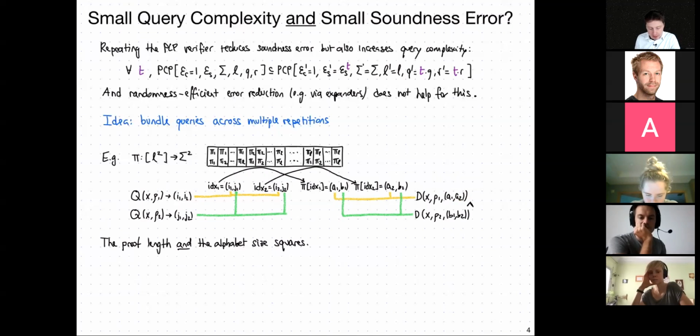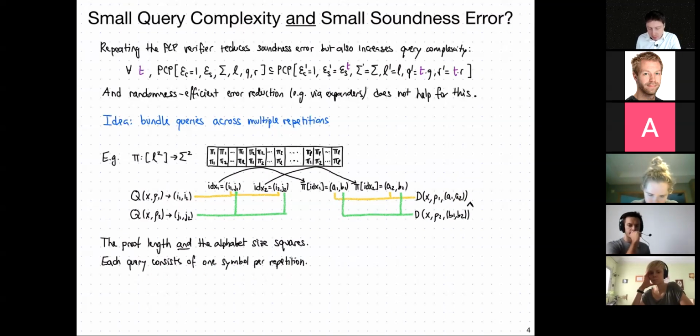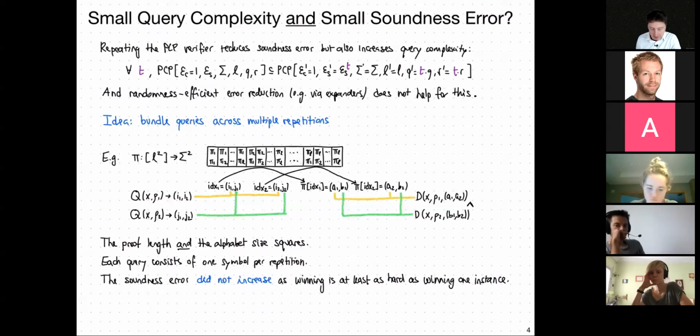So the proof length and the alphabet size are squared in this case. All right? However, each query consists of one symbol per repetition, but we're still making two queries, right? So this is a concept that is called parallel repetition. Okay, it plays a very important role in the theory of probabilistic proofs.